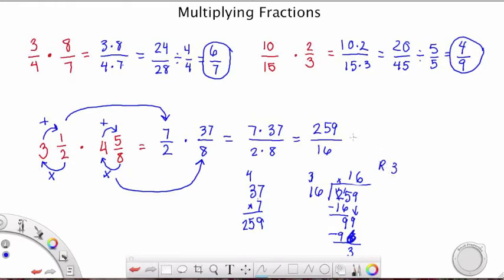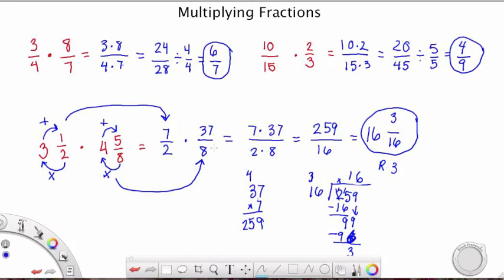So what does that look like? It looks like this. 16 becomes my whole number because 16 goes into 259 16 times. And what do I have left over? I have 3/16. And that is my answer.